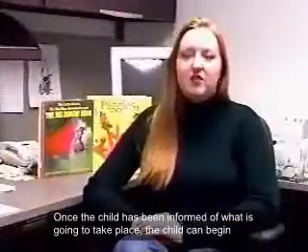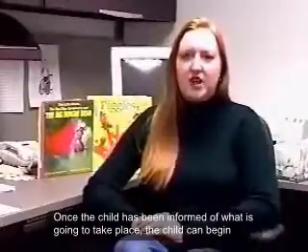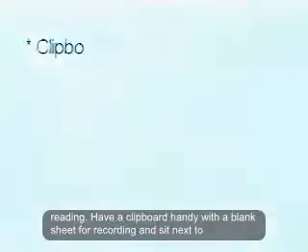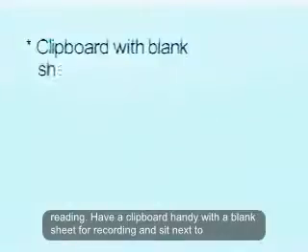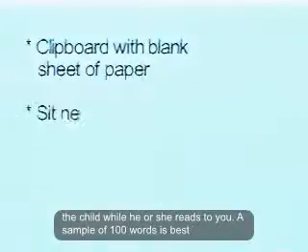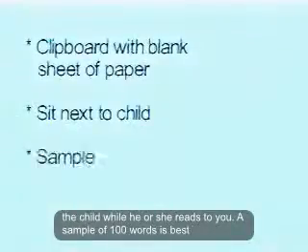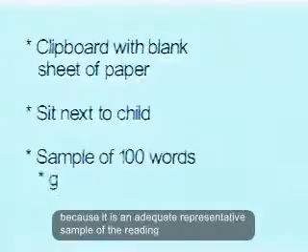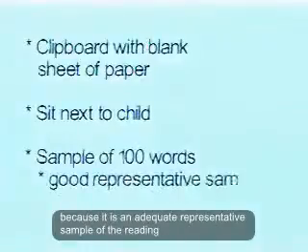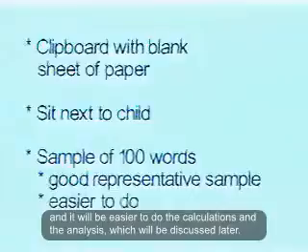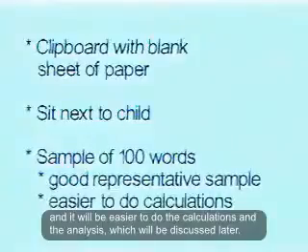Once the child has been informed of what is going to take place, the child can begin reading. Have a clipboard handy with a blank sheet for recording and sit next to the child while he or she reads to you. A sample of 100 words is best because it is an adequate representative sample of the reading, and it will be easier to do the calculations and the analysis, which will be discussed later.